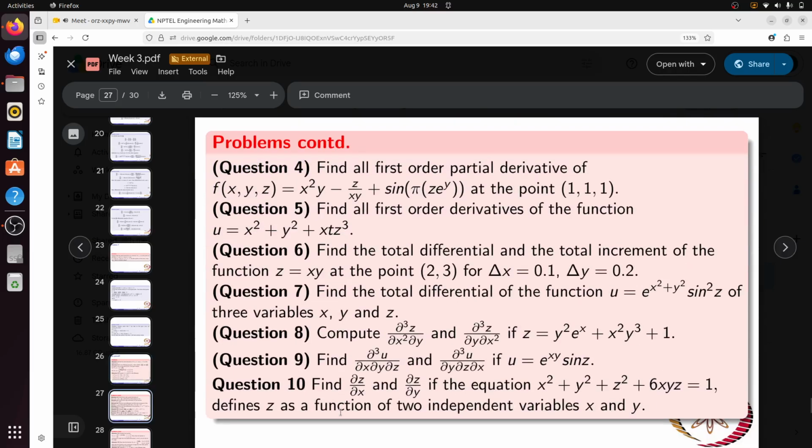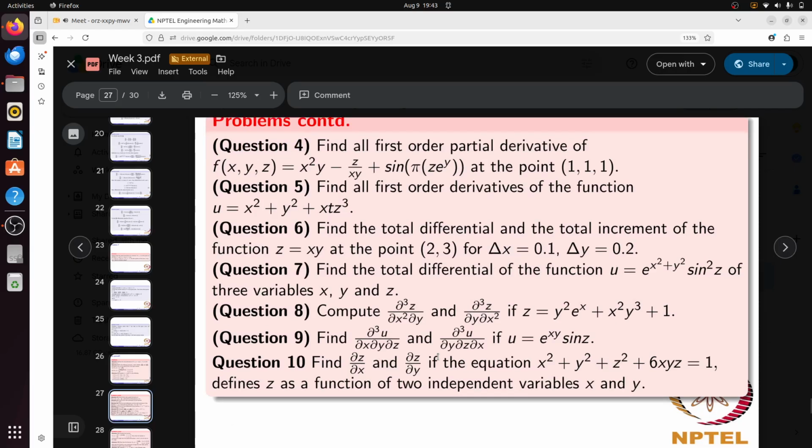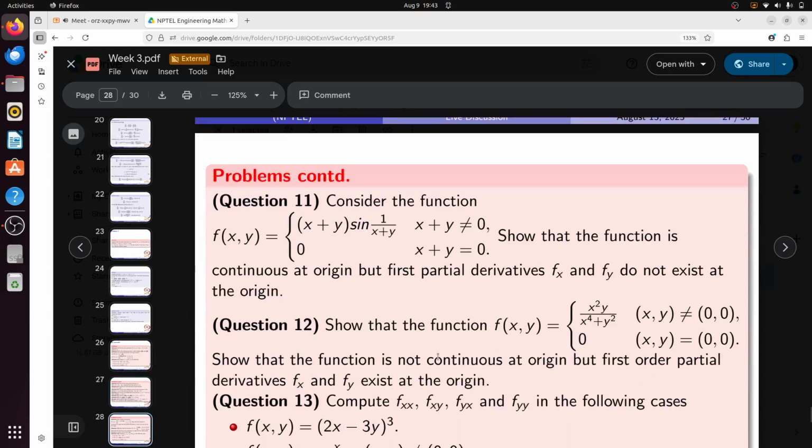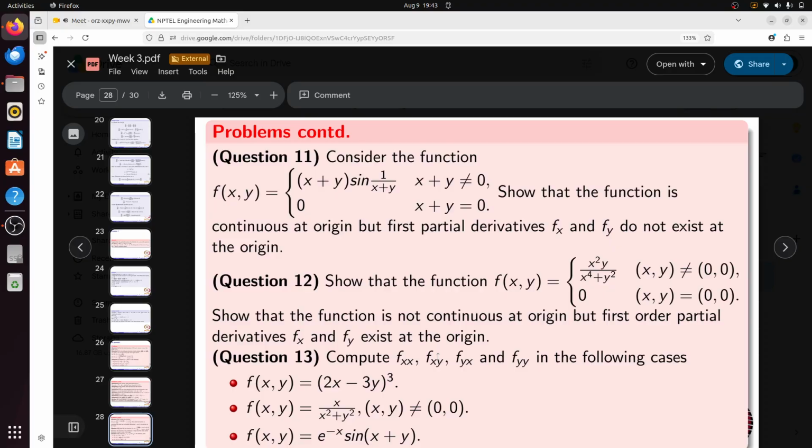Okay, these are also very basic problems. I will not waste much time on them, because I have already discussed these questions in my previous slides. Maybe this question may be a bit tricky. Is it x plus y sine 1 by x plus y, not equal to 0, so that the function is continuous at origin but first partial derivatives fx and fy do not exist at the origin?